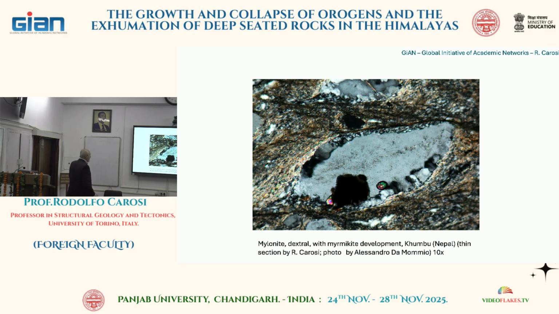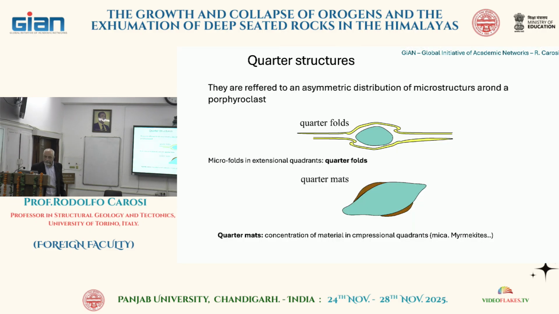These are quarter structures. This is a feldspar porphyroclast, and these are myrmekites with a cauliflower shape here. And they are developed in the compressional quadrants of the porphyroclast. Not here, but in this direction where is the compression. So in this case, this asymmetry suggests a dextral sense of shear because we are more or less in this situation.